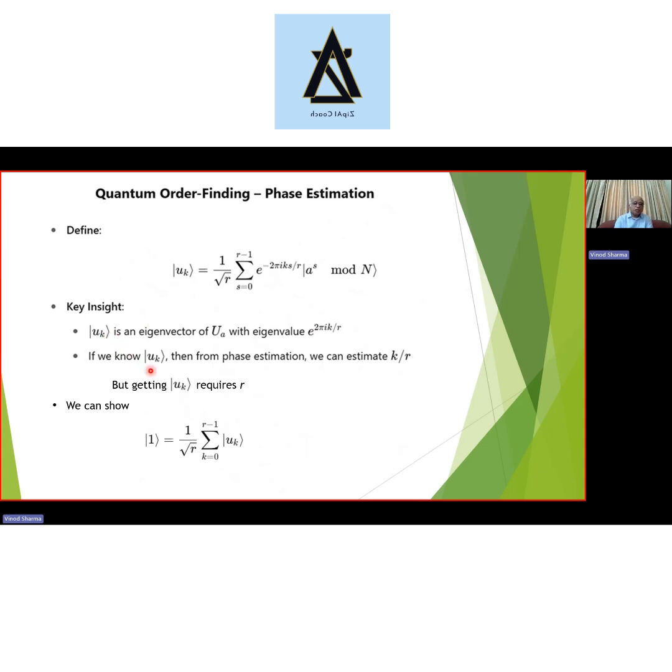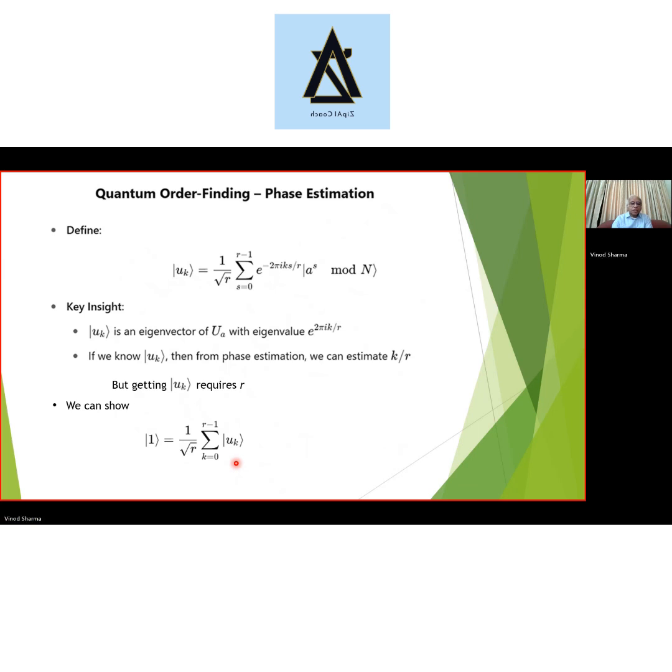If we know this eigenvector uk, then from phase estimation we can get an estimate of k by r. But again, the issue is that in defining uk we are using the knowledge of r, and as of now we don't know r, which is in fact what we want to find out. So going further, using this uk, we can show that vector 1 is equal to 1 by square root of r, sum over k equal to 0 to r minus 1 of uk. This can be shown, and we will show it in one of the tutorials which we may attach with this module.